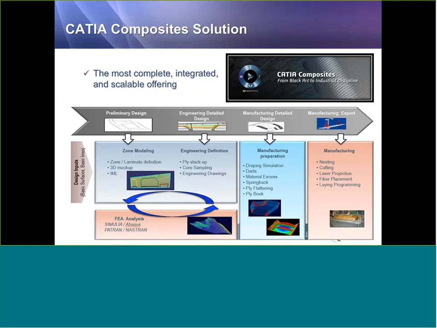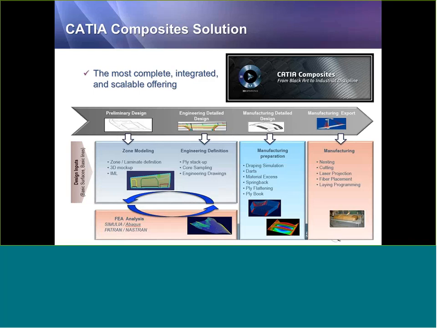At this stage, you can exchange data and run FEA analysis, which means before you embark into manufacturing detailed design, such as draping, darts, material excess, etc., you can actually verify your design, and if needed, add reinforcement plies, change the number of plies, orientation, and so on and so forth. And CATIA is very well integrated with FEA analysis, of course with the native analysis such as Simulia and Abaqus, but just as well with Patran, Nastran, FEMAP, and ANSYS.